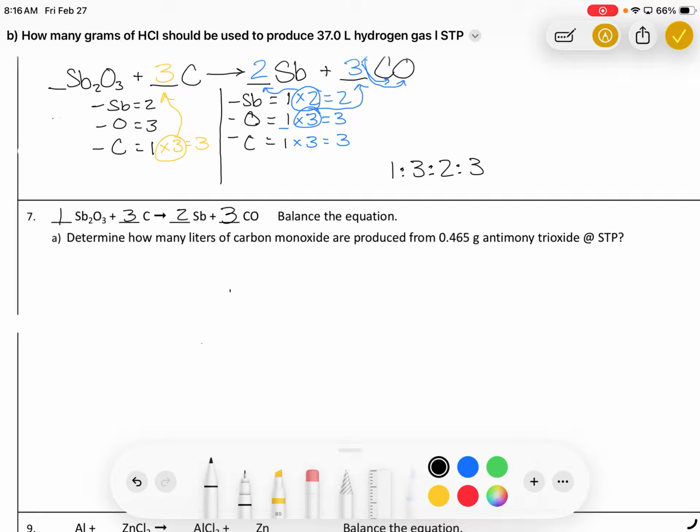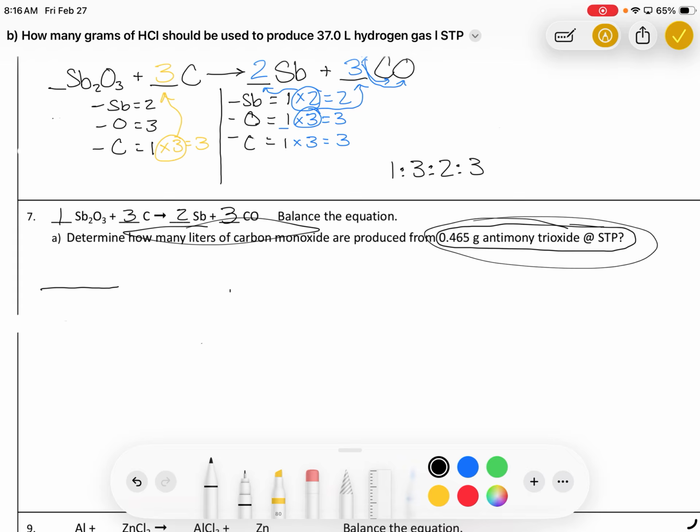Now to do the actual problem. Number 7 says determine how many liters of carbon monoxide are produced from 0.465 grams of antimony trioxide at standard temperature and pressure. So let's go ahead and write our railroad. What goes in the first one always? What we are given. And that's probably going to be what we have numbers for. So what we're given is 0.465 grams of antimony trioxide, Sb2O3.